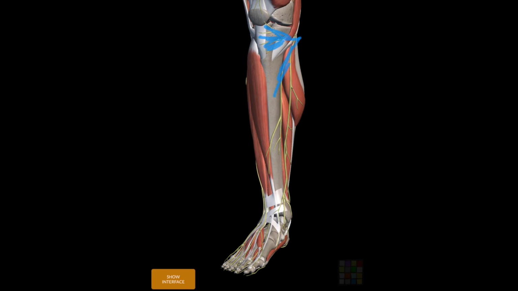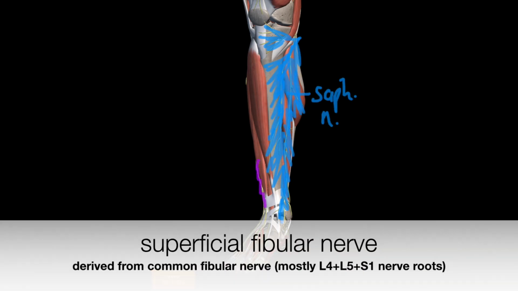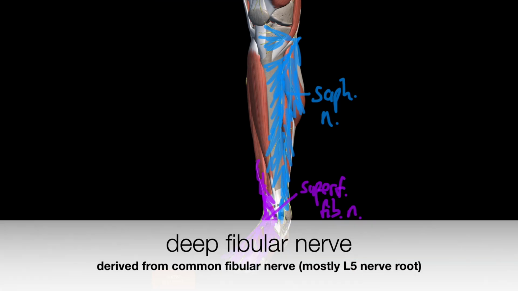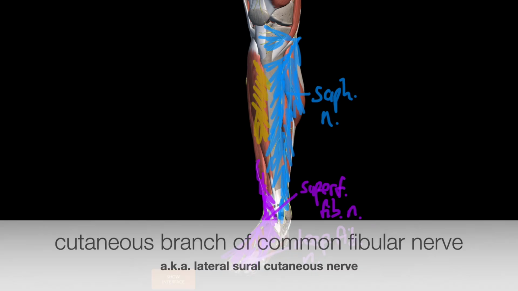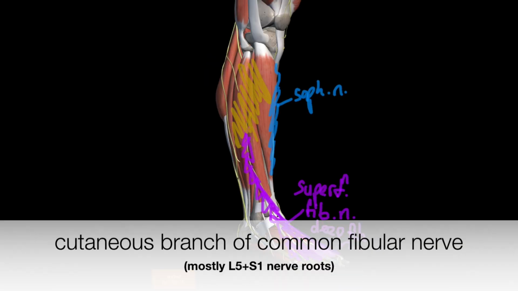Saphenous nerve, the distal cutaneous branch of the femoral nerve. Superficial fibular nerve and deep fibular nerve. Up here is a cutaneous branch of the common fibular nerve. We'll just work our way around the leg here.